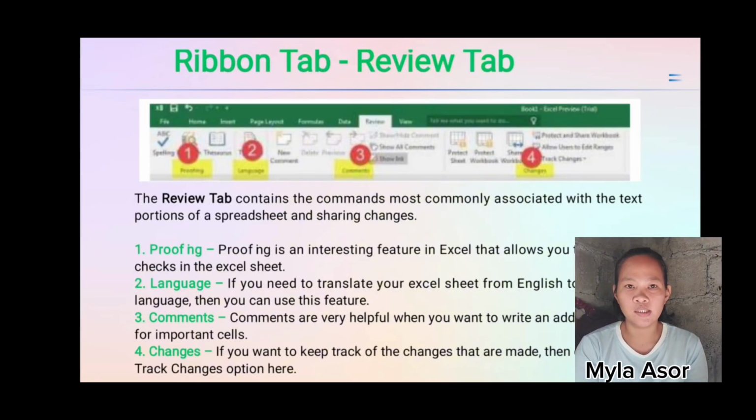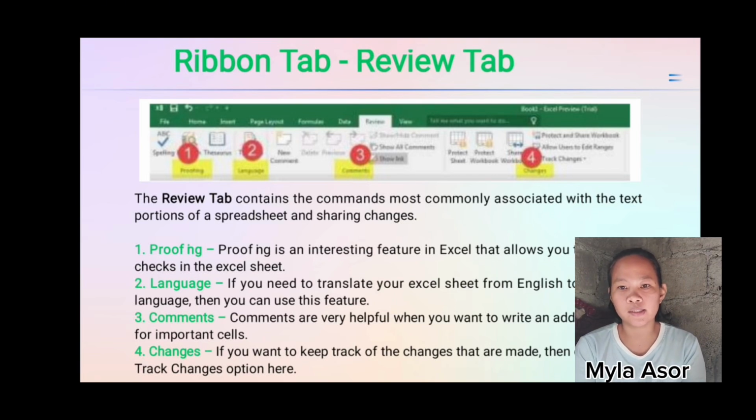And the next one is the Review tab. The Review tab in Excel is a helpful tool that assists with text-related tasks, collaboration, and tracking changes. And here are the features of the Review tab. So number 1 is Proofing. Improve text accuracy and quality with spell checking, a thesaurus for finding alternative words, and the Research button for accessing dictionaries, encyclopedias, and more.